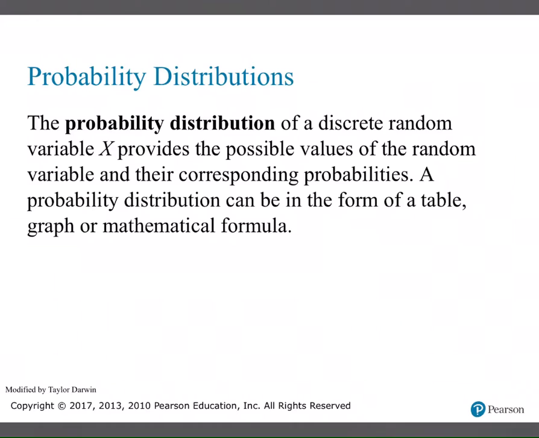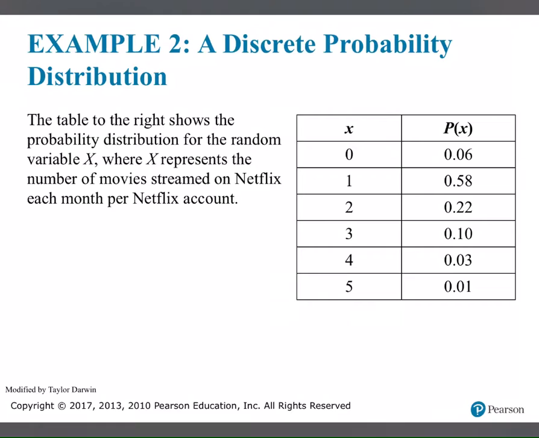The probability distribution of a discrete random variable X provides the possible values of the random variable and their corresponding probabilities. A probability distribution can be a table, graph, or mathematical formula. We talked about probability distributions in Chapter 5, and we're going to bring them up again with discrete random variables. This is what a discrete probability distribution looks like, and it represents the number of movies streamed on Netflix each month per Netflix account. X is what you're looking at. It's saying I watch 0 or 1 or 2 or 3 or 4 or 5 Netflix movies.